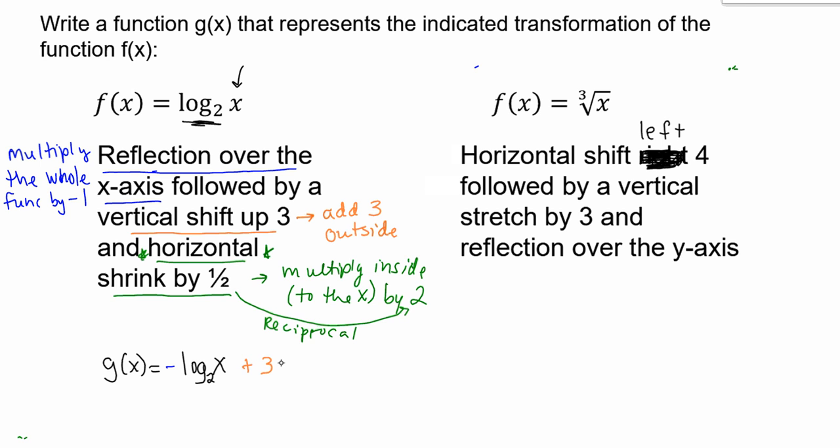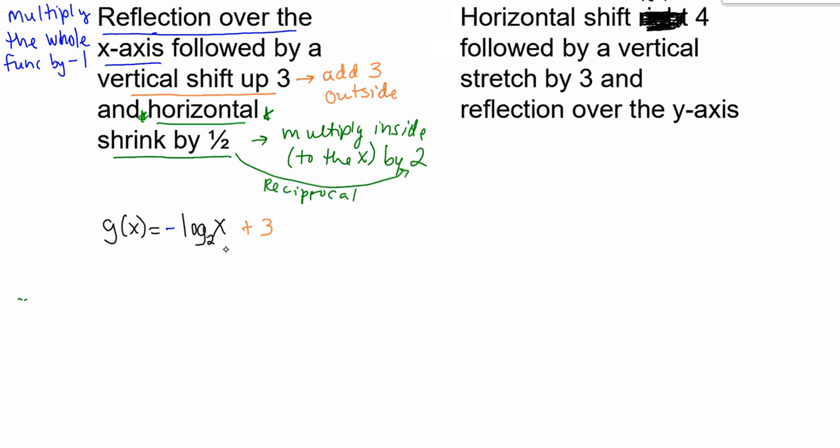Now, just as a side note, there is something different between the plus 3 out there and if I had written it as parentheses x plus 3. The difference is this plus 3 was shifting up or down because it happened outside. This would be shifting it left because I put parentheses in there. Something to keep in mind when you're doing these insides and outsides.